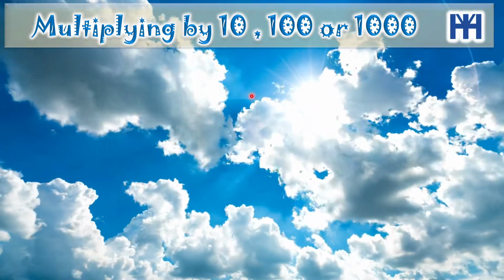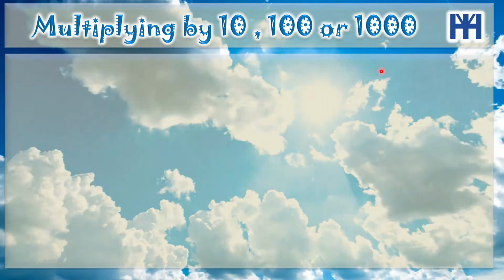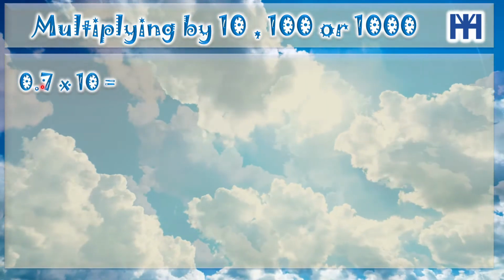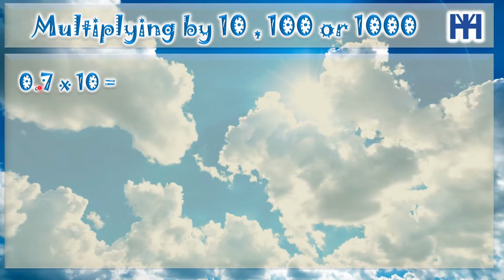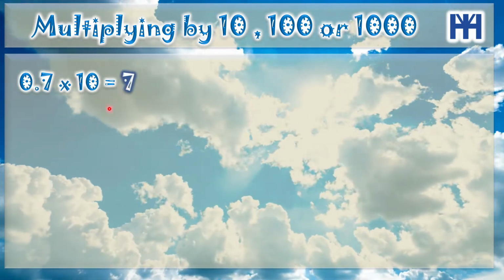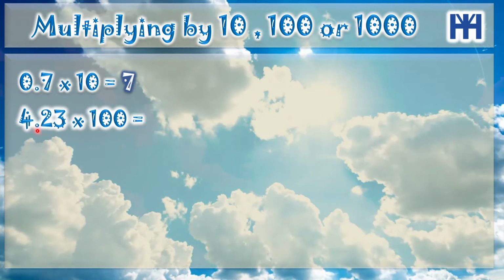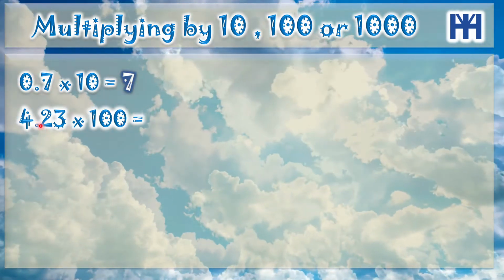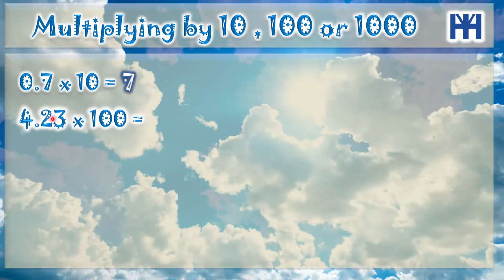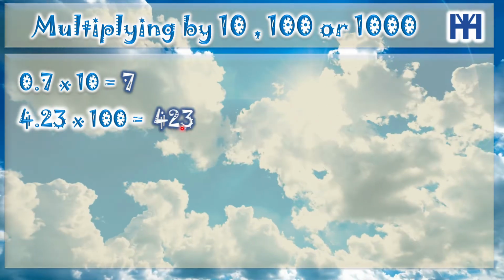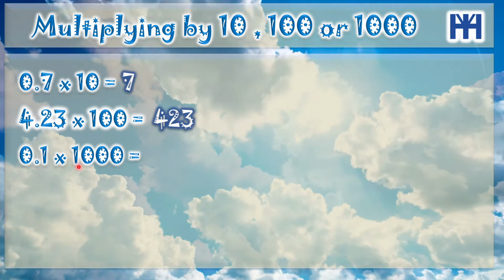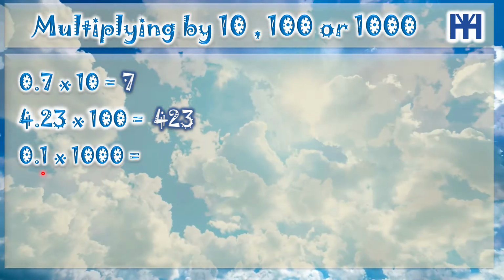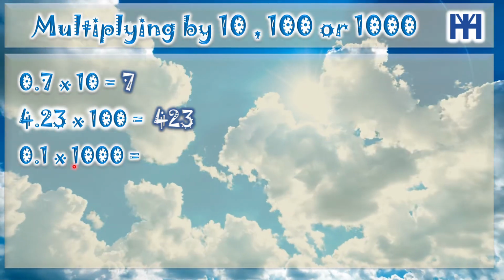Okay, multiplying by 10, 100, or 1000. Let's say we have 0.7 times 10. We are multiplying, so the decimal point will jump to the right. So it's 7. Okay, 4.23 times 100. The decimal point will jump 2 times to the right. So it's 423. Okay, 0.1 times 1000. The decimal point will jump to the right 3 times.